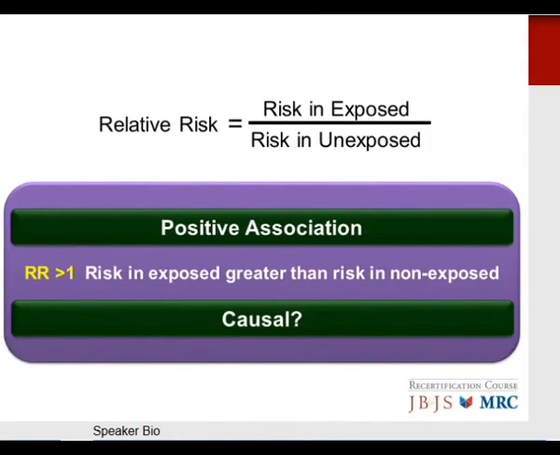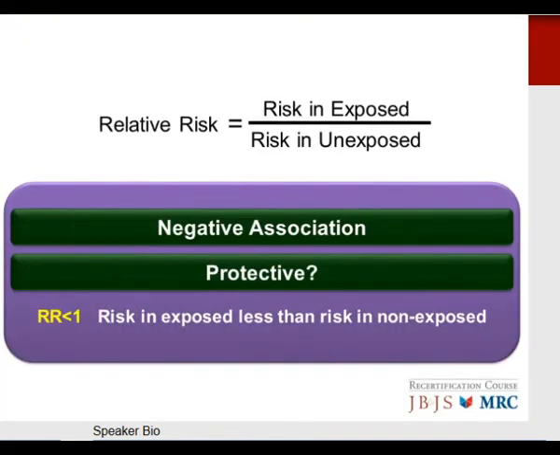However, what if the relative risk is above 1? Then the risk in the exposed is greater than the risk in the non-exposed, and this is a positive association. I very specifically put a question mark there under causal because you cannot infer causality from relative risk. It can suggest causality, and we can do further tests or further studies in the future to determine causality, but it suggests risks. Similarly, if the relative risk is less than 1, then what we have is a negative association. The risk in the exposed is less than the risk in the non-exposed, and this could potentially be protective.